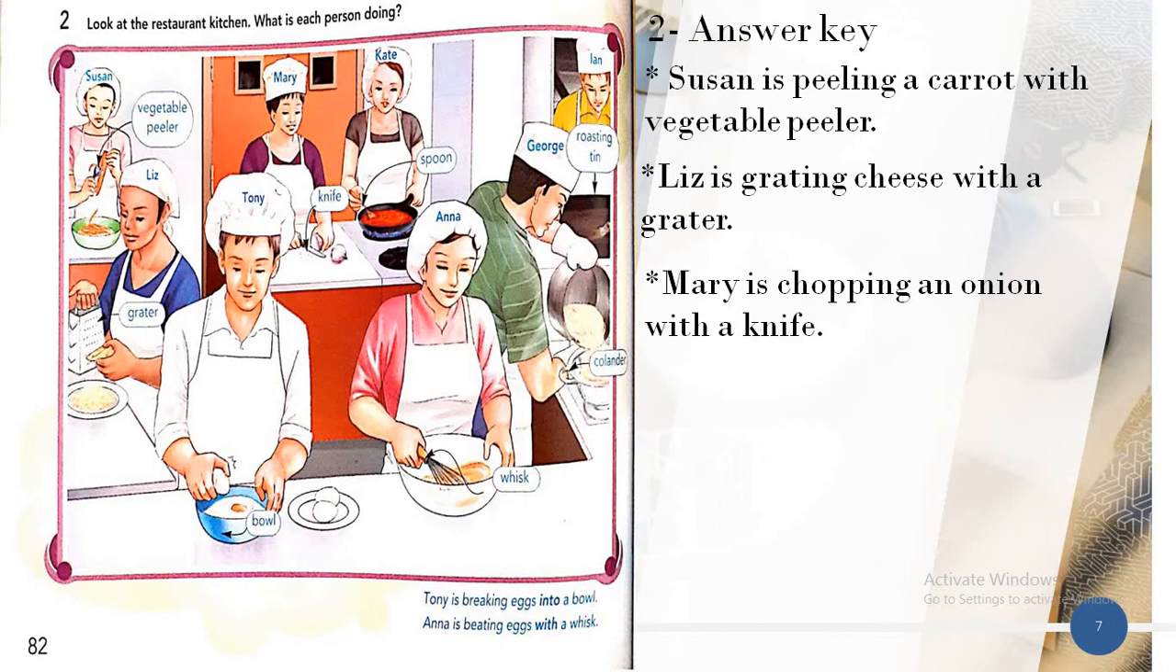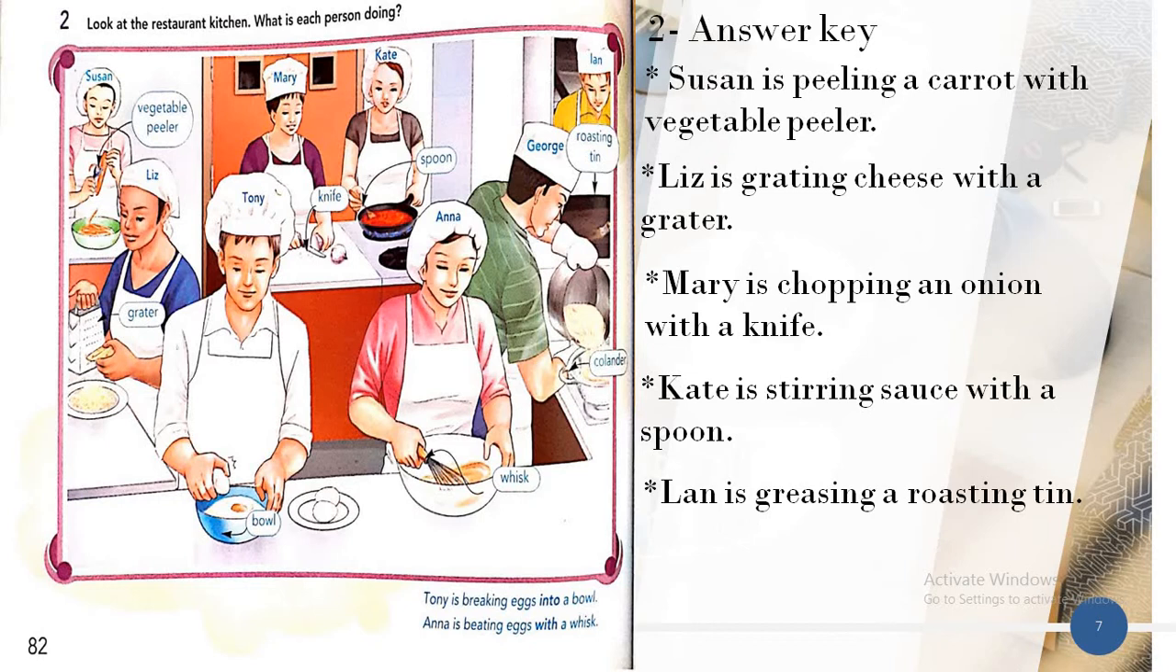Mary is chopping an onion with a knife. Look at Mary. She is holding a knife and chopping the onion. Okay. Kate is, look at Kate. What is she doing? She is stirring a sauce. She is stirring sauce with a spoon.